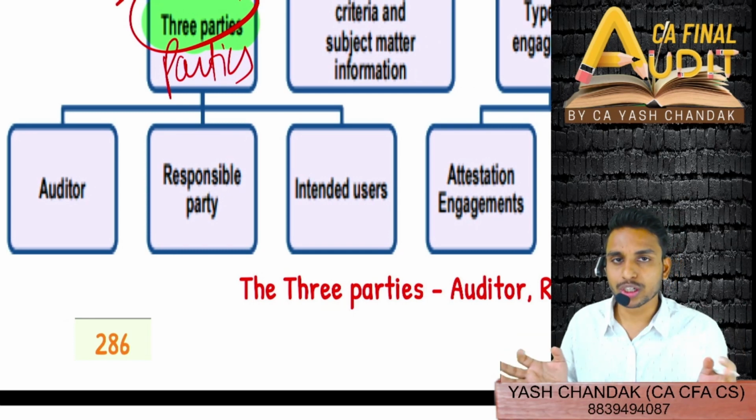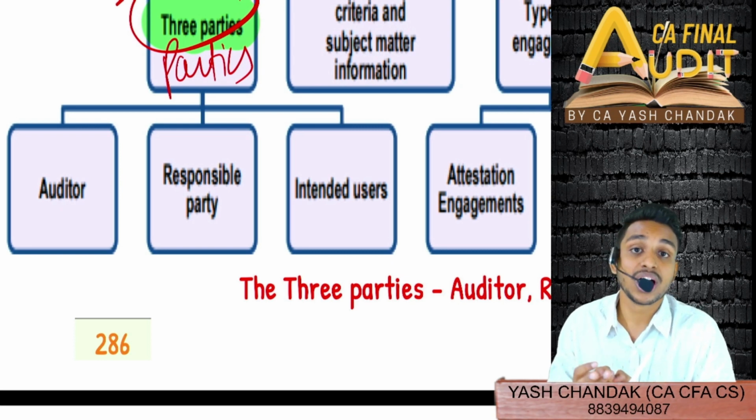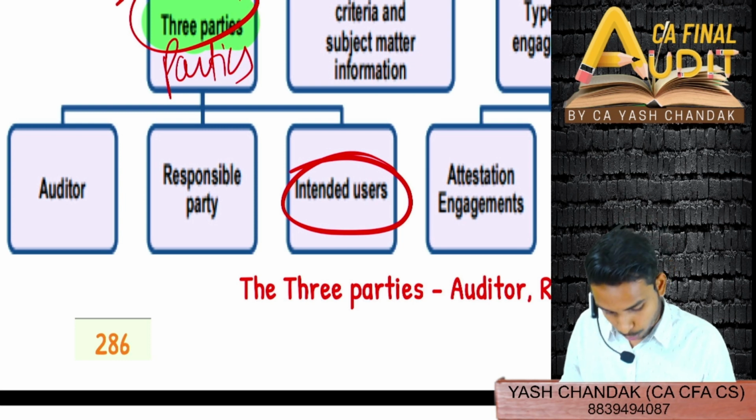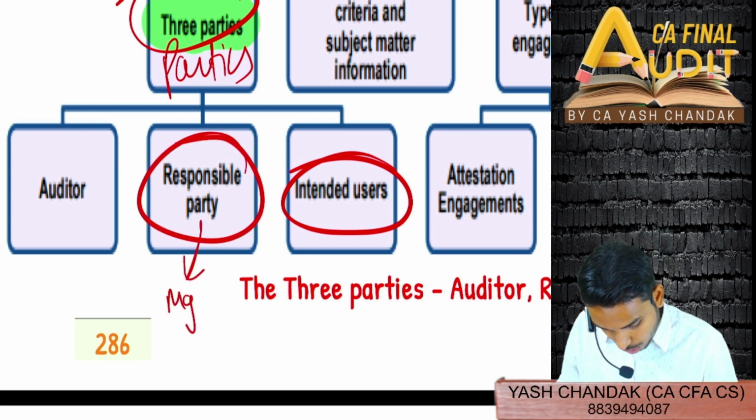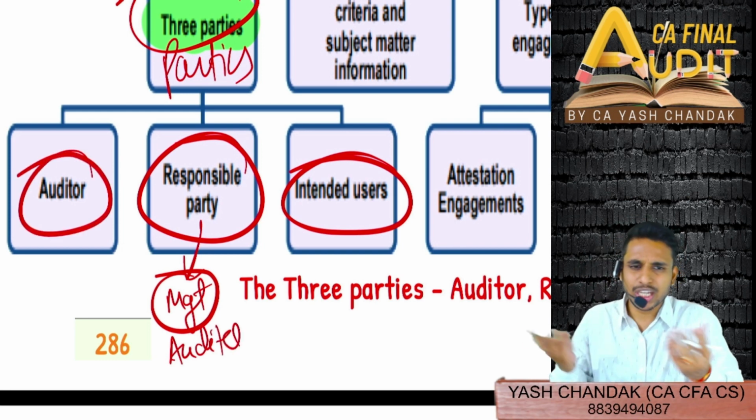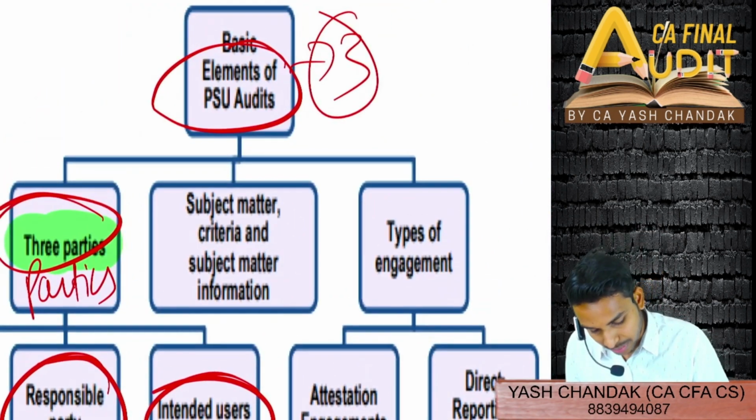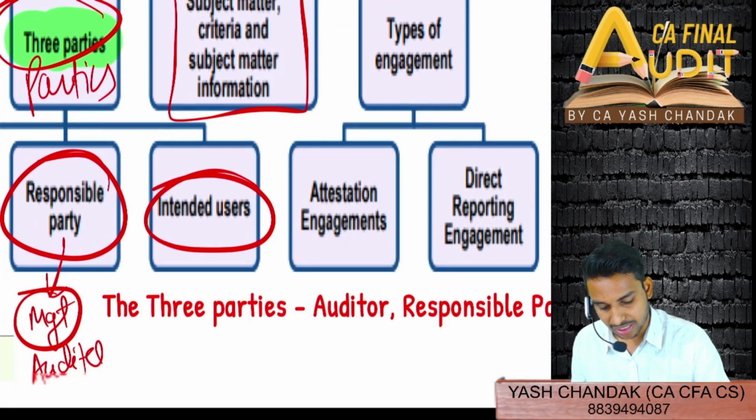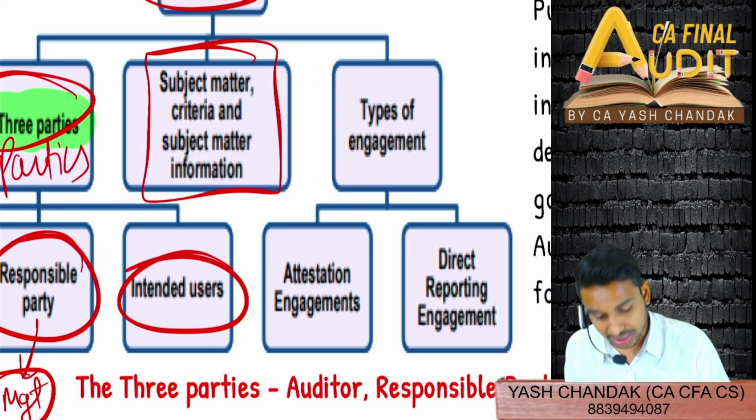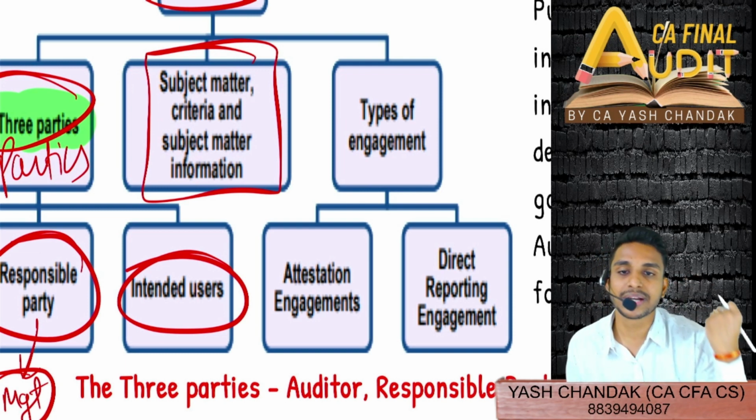In any audit, in a normal audit also, there will be an auditor, there will be an auditee, and there will be shareholders or any other users of the financial statements, the intended users of the auditor's report. The responsible party here is management, or the auditee. And then there is the third party, the auditor. Just like any audit, there are three parties in the audit of PSU also. Then the second element is the subject matter criteria and subject matter information. These are also three types under the third element. The second element is subject matter criteria and subject matter information.